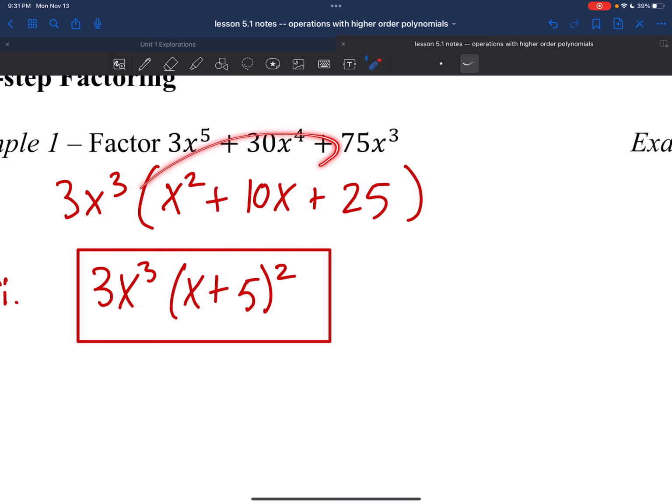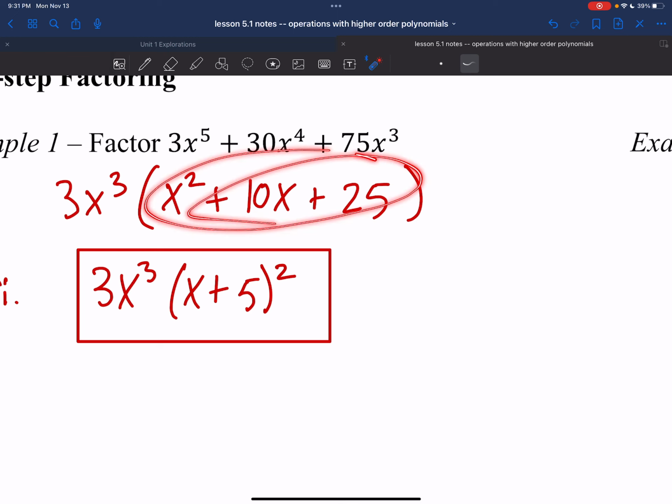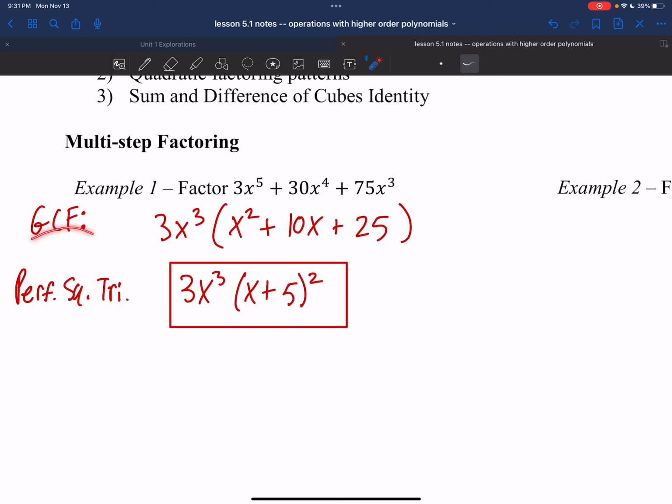Look, you can do this whole thing, right? You can do the 25 and 10. You get 5 and 5. And since this is a 1, you can just shortcut it, right? x plus 5 times x plus 5. But I know I used an even quicker shortcut because this factor itself is a perfect square trinomial. This factor is x plus 5 squared. So it was just 2 steps, GCF, and then factoring a trinomial.